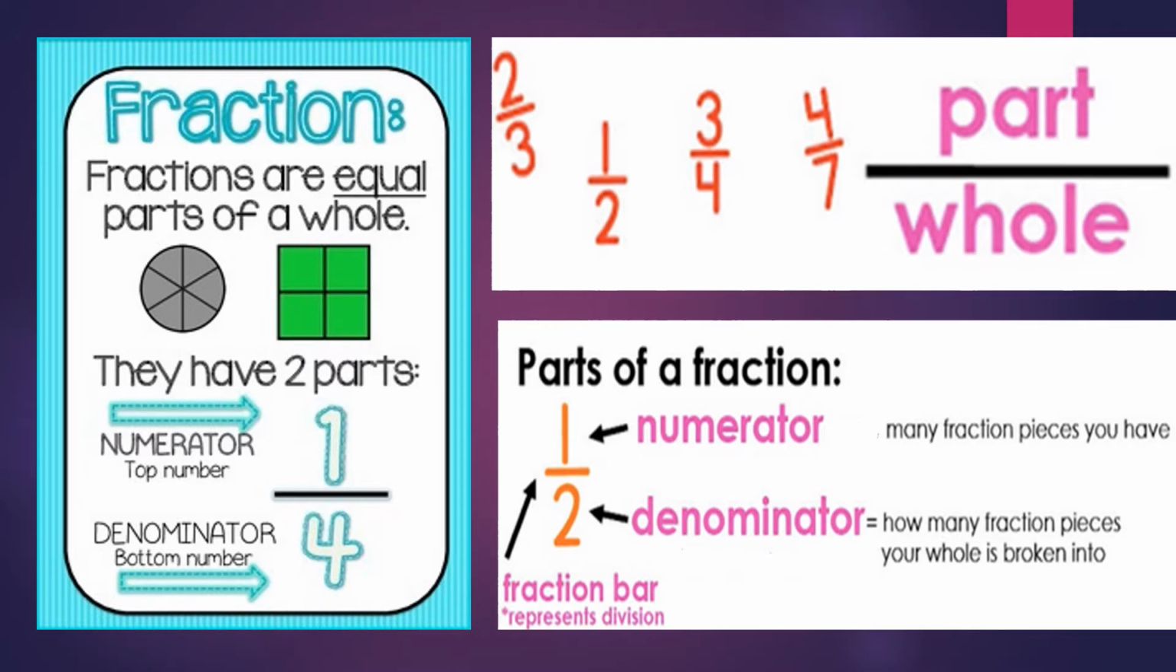We have two parts, that is a numerator and a denominator, separated by a fraction bar which is shown as a line. Now, what does the upper number or the numerator denote, and what does the denominator or the bottom number denote? Let us see what it means. The upper number or the numerator denotes a part, whereas the bottom number or the denominator represents the whole. That is, how many fraction pieces you have divided by how many fraction pieces your whole is broken into.